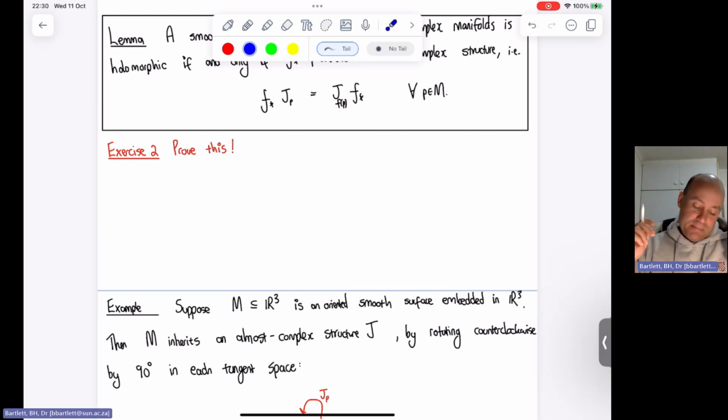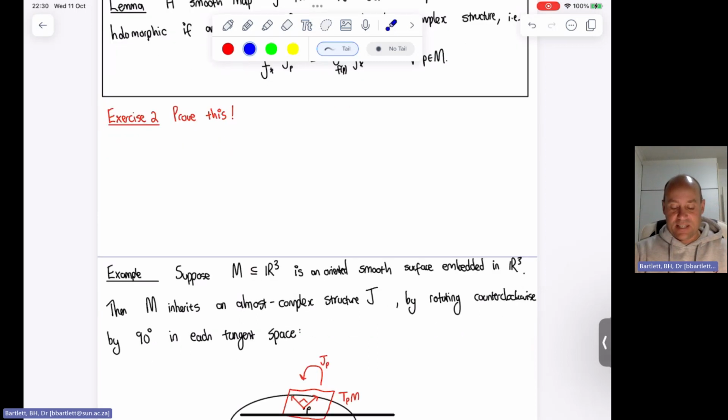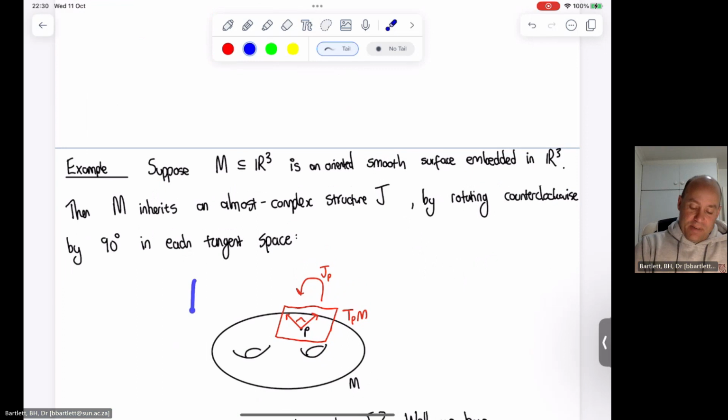Then the claim is that M is going to inherit an almost complex structure, J, in a natural way by just rotating counterclockwise by 90 degrees in each tangent space. You see, I'm living inside R3, so my tangent space is going to be a plane inside R3. And every time you've got a plane inside R3, you've got the outward pointing normal because it's an oriented surface. So since you've got this outward normal, it makes sense to talk about rotating counterclockwise by 90 degrees in that plane.